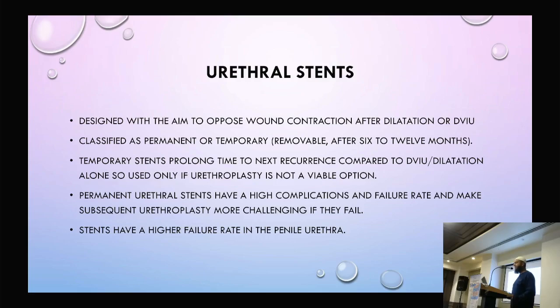So urethral stents are again one of the options in the patient. The principle is that after performance of DVI or dilatation, it opposes the wound contraction because of its mechanical properties. They are classified as permanent or temporary stents. If we keep the stent in for up to 12 months, it is called a temporary stent. Permanent stents have a high rate of complications, so generally the recommendation is that we should not use them. Stents have a high failure rate in the penile urethra, and temporary stents prolong the time to next recurrence as compared to dilatation or DVI alone. So it is only used when you don't have a definitive option.